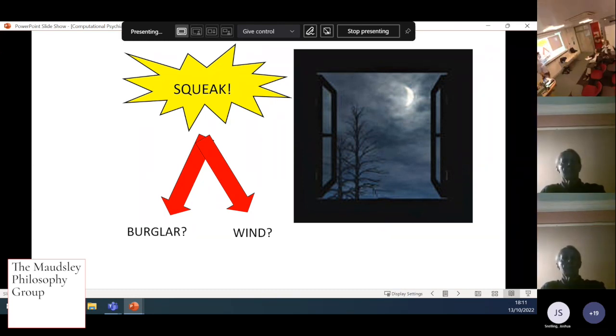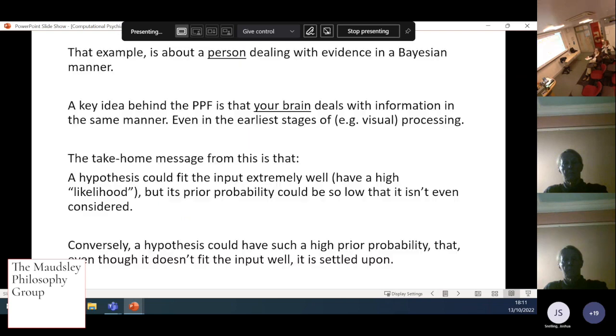Notice that that's a probability completely independently of having heard the window squeak, right? Even if the window hadn't squeaked, right, the probability of the wind hypothesis would have been greater. Okay, so this is an example of a person dealing with evidence in a Bayesian manner, right? As it happens, people don't deal with evidence in a Bayesian manner particularly well. But the idea behind the predictive processing framework is that your brain deals with information in this manner, even at the earliest stages of visual processing.